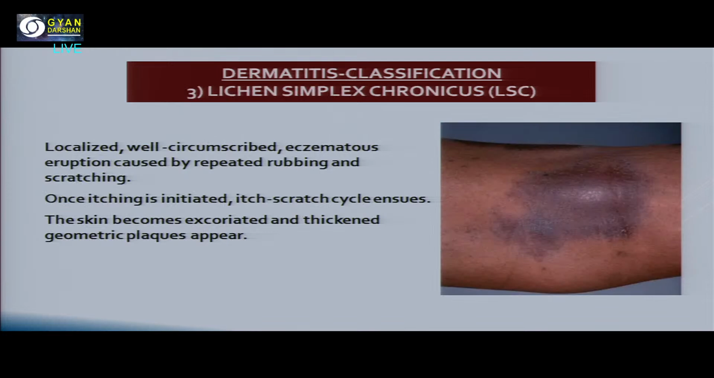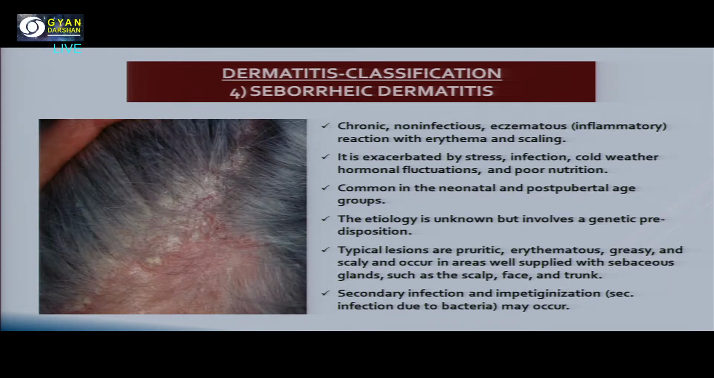Then next, the third important type is lichen simplex chronicus. In this, there is a localized circumscribed eczematous eruption, a purple-shaped eruption you can see, which usually occurs when you scratch or rub the skin a lot. Itching may be present. Skin becomes excoriated and thickened, and the plaques, as you can see, appear.